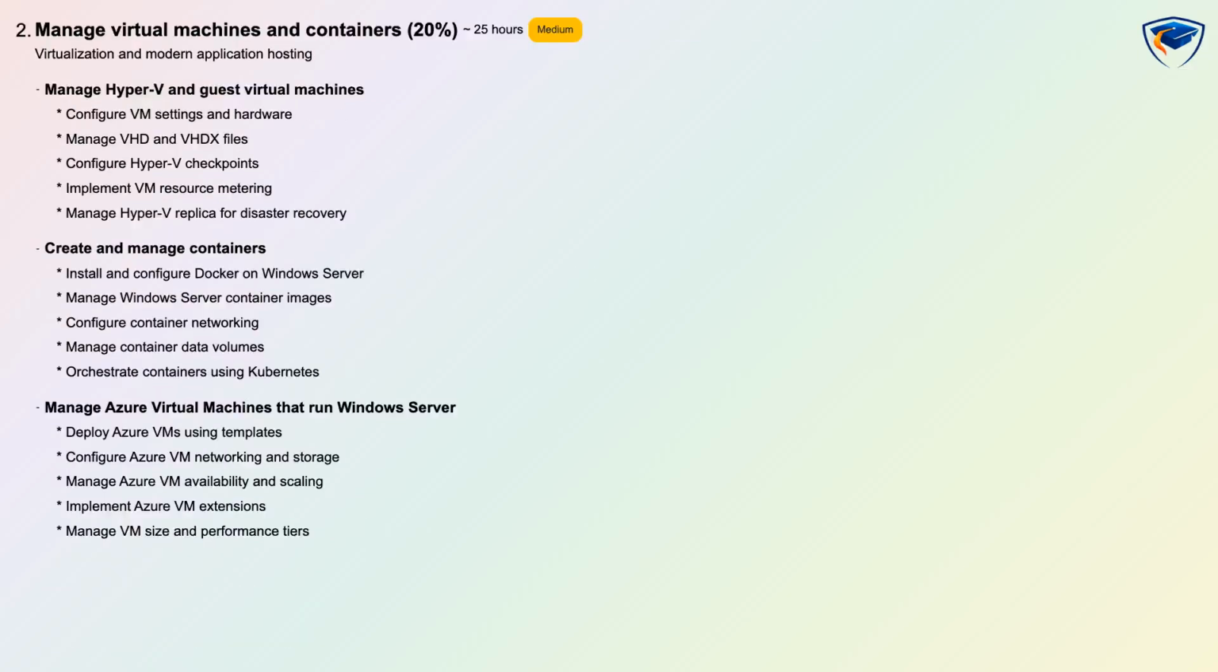Within the first domain, you'll also learn about configuring and managing multi-site, multi-domain, and multi-forest environments. This includes configuring ADDS sites and subnets, managing ADDS replication, and creating and managing forest and domain trusts. You'll also learn how to configure name suffix routing and verify and troubleshoot replication health.